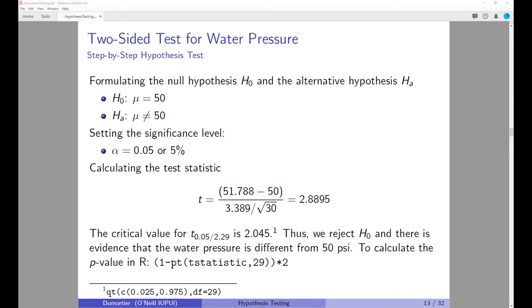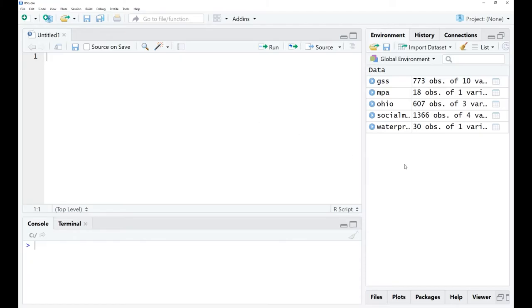Now, let us illustrate the calculations of this example in R. Note that I have already loaded the data sets on the right-hand side here, and we are going to work with the data set waterpressure. In the first step, we are going to calculate the number of observations in our data set. This will make it more useful later. So n, where n represents the number of observations, is equal to nrow(waterpressure$psi).